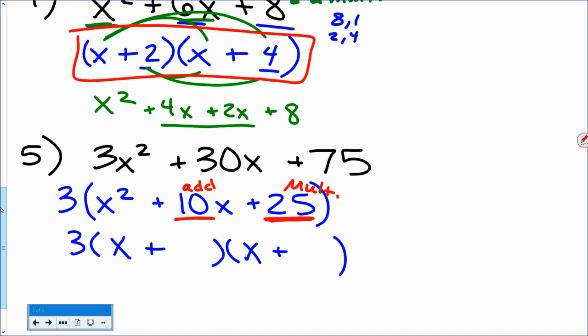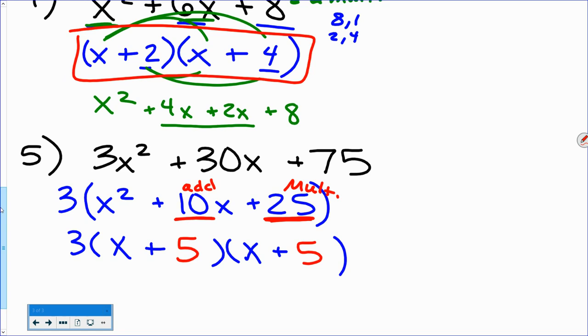So there's not many things that multiply to 25, so my options are 5 and 5 and 25 and 1, and 5 and 5 will add to the 10. When you go back and double check if this is correct, distribute your x plus 5 times your x plus 5, and then multiply the 3 through, just like in the order that we went in when we factored it.